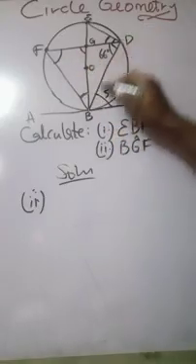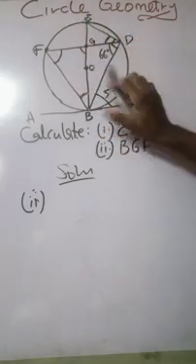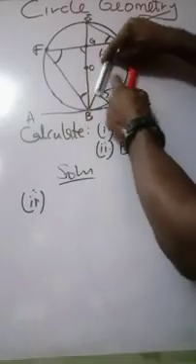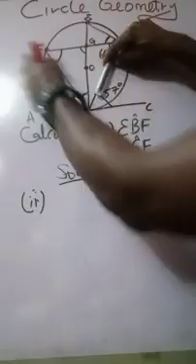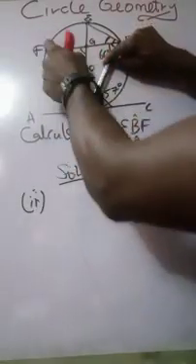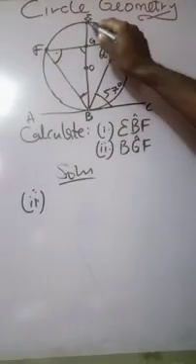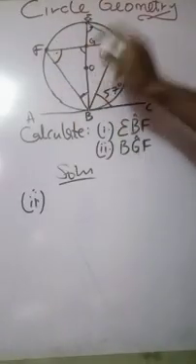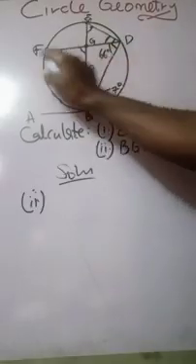A chord separates a circle into segments. You have this chord, and from this part we have the minor segment, which is smaller than this other part, which is called the major segment. And the angle in this segment is this. Well, this angle, we also have this angle. These two are the same. But we're looking for angle BGF.